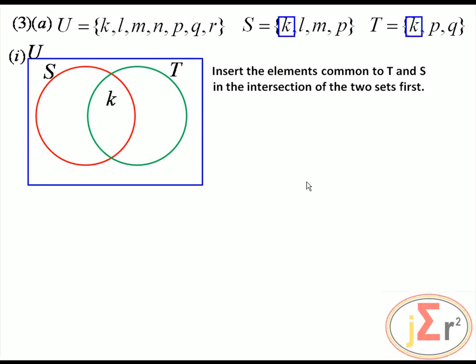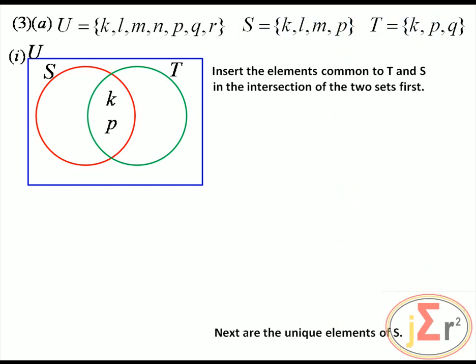And that is what we will always do when we are completing a Venn diagram in which the universal set contains two sets. We will put the element in the intersection of the two sets first. So that is what we are doing right there. Putting the elements in the intersection of the two sets first. So K is the first one. Any more? Right, P. I don't imagine that we will have any other after P.